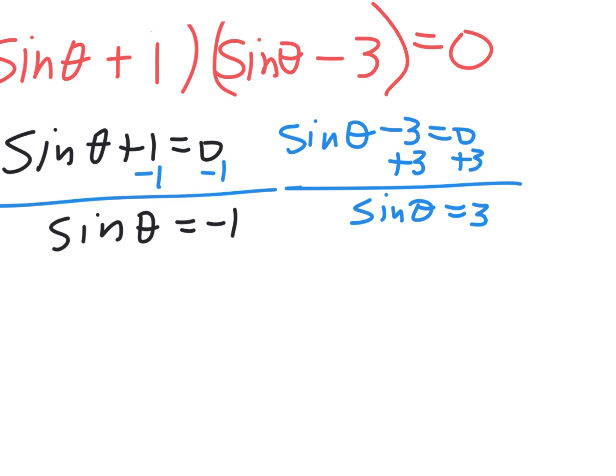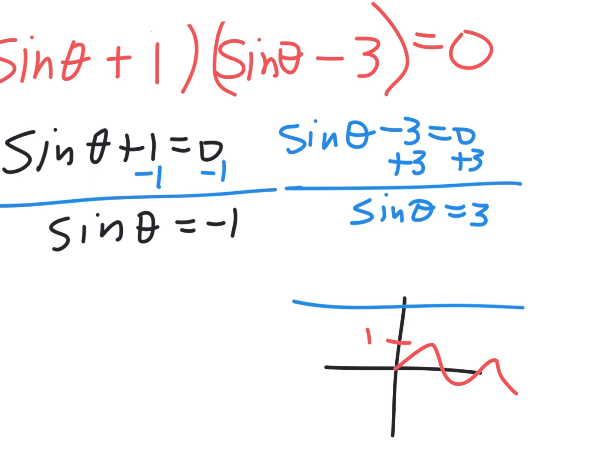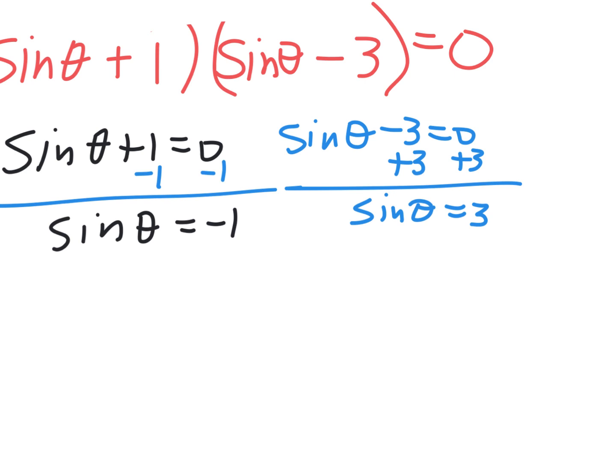What's the highest sine can ever go? 1. Remember sine graph? Remember it going like this? And remember the highest it ever went is 1? So when they're asking when is sine equal to 3, it's never equal to 3. The 3 would be like a line up here. They never touch. So that one, does that mean the whole problem has no solutions? No, it just means this part doesn't have any solutions.